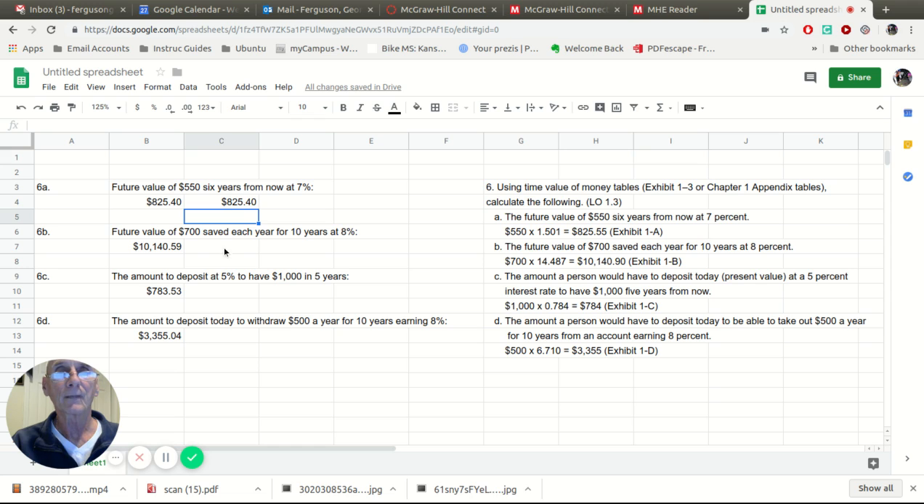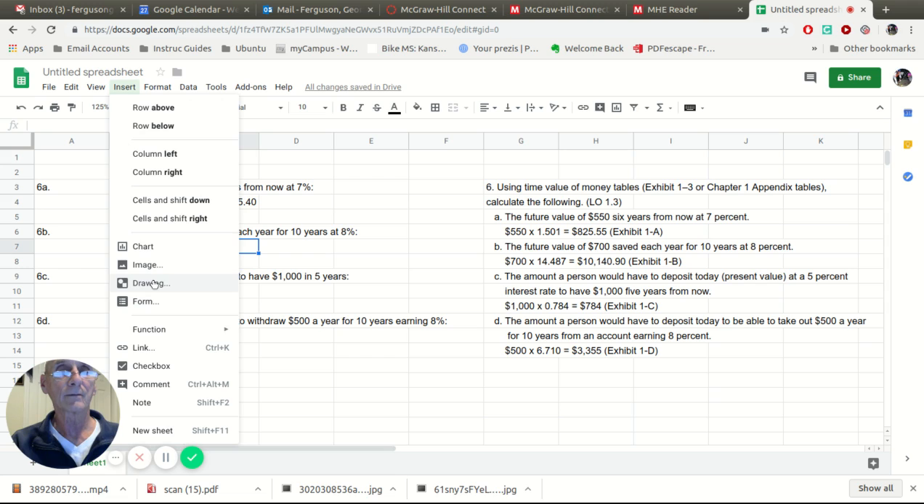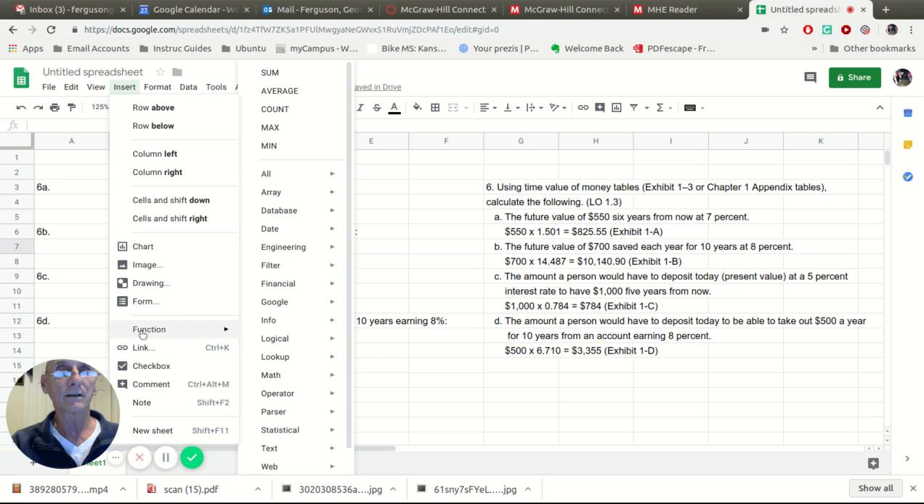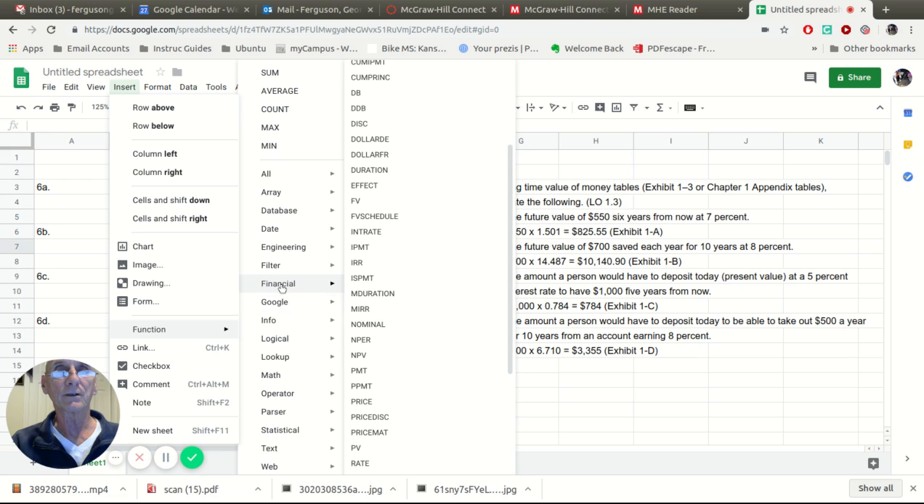Close enough. Now what we're going to do is look at the future value of $700 saved each year for 10 years, and I'm getting 8% on my money. So I'm going to put aside $700 every year. I'm going to go up to Insert, go to Function, Financial, Future Value.